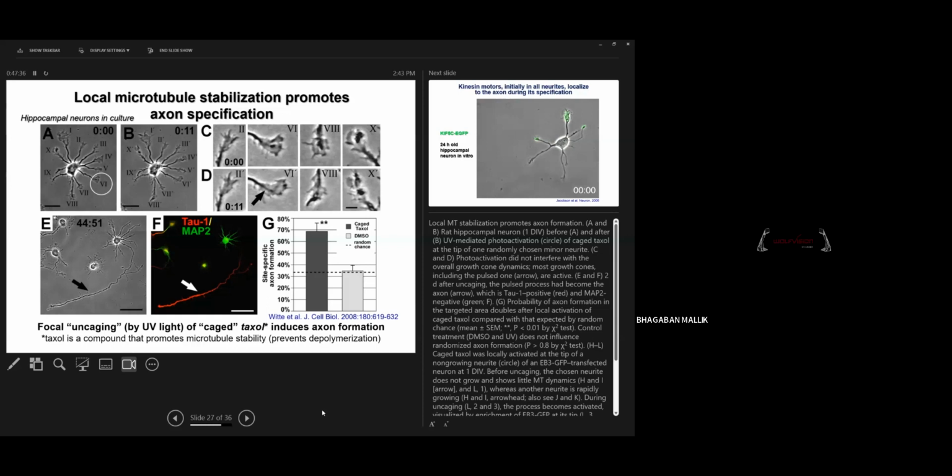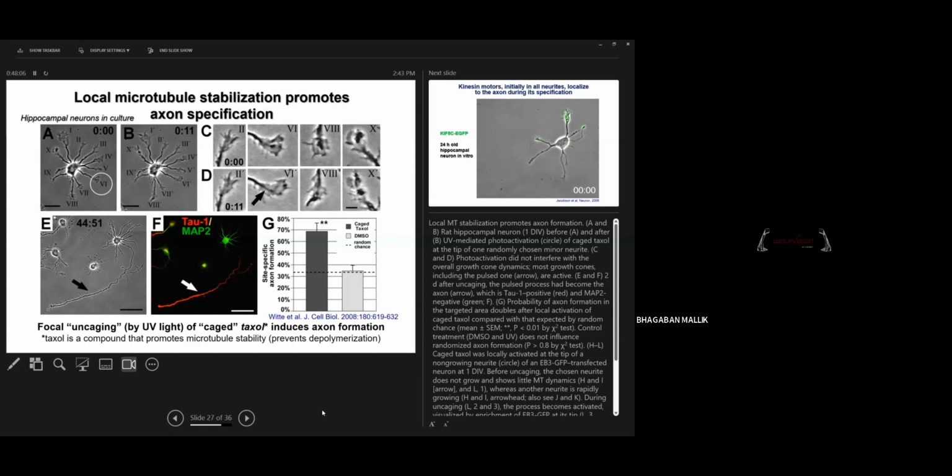Okay, so the caged taxol, just remember, it is not a good condition to stabilize the microtubule. You have to uncage the taxol so that it can stabilize the microtubule. So they have specifically uncaged the taxol in these neurites. And after uncaging, they see that there is no change in the microtubule structure. So they found that when they uncage the taxol, that specific neurite develops into the axon.